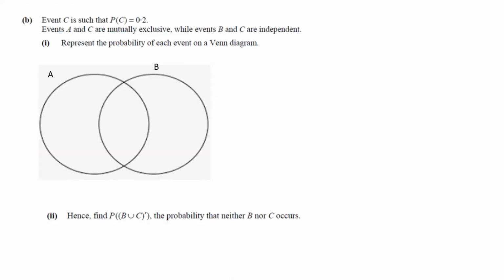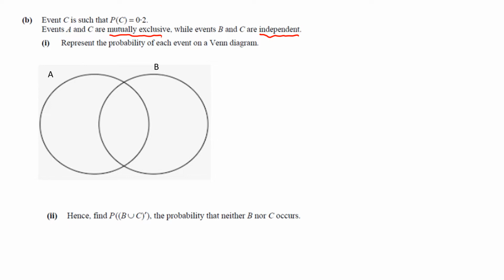So part B, event C is such that the probability of C is 0.2. A and C are mutually exclusive, while B and C are independent. So be careful, and people mix those up quite a bit. Mutually exclusive means no overlap, and independent means one does not affect the other. Now, when they're independent, as we've just seen with the independence formula, there is most definitely an intersection.